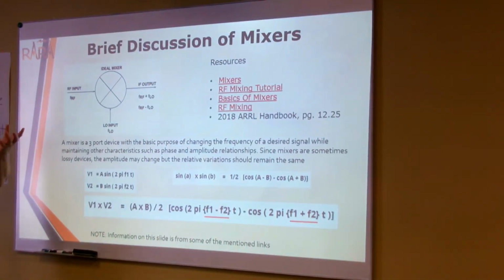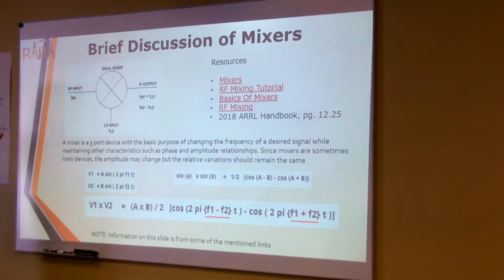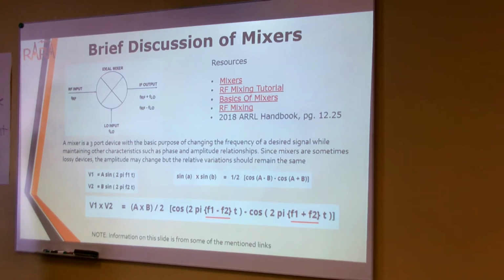So if we stop for a minute, we say, well, what about an audio or a video mixer? An audio and video mixer try to combine two signals without losing any information. No frequency change, no amplitude change, no phase change. You get out what you put in, just on one wire instead of on two wires. An RF mixer, you want to keep the amplitude and phase, but you want to get a new frequency out that you can deal with.